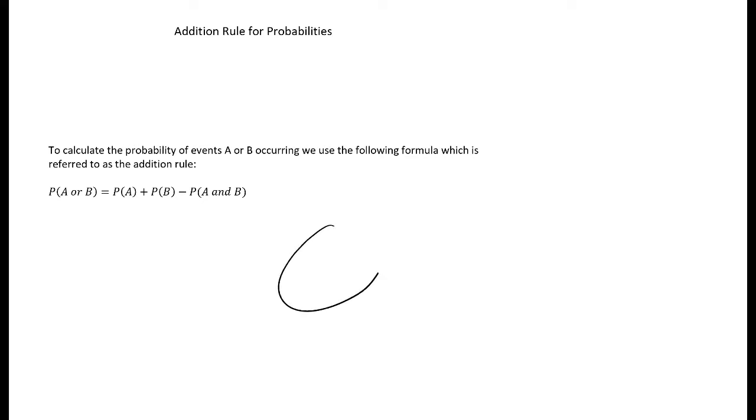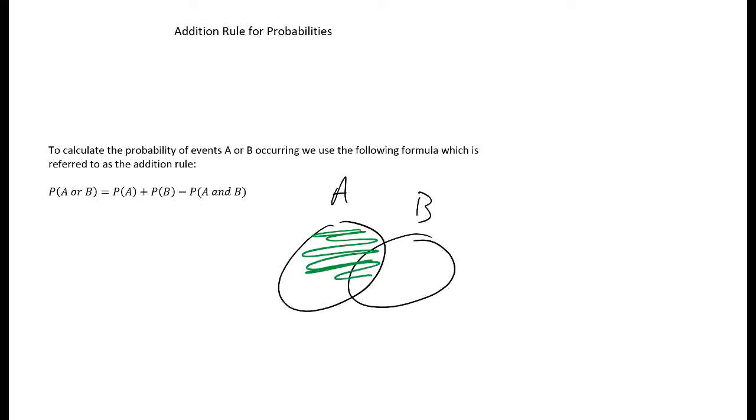So let's let this circle represent event A. Let's let this circle represent event B. Okay. So if we calculate the probability of A, that's the probability that anything in A occurs, right? And then the probability of B is the probability that anything in B occurs. Well, we have some overlap, right? We just counted something twice. What did we count twice? We counted this yellow area twice. So that's why we need to subtract away the probability of A and B, because it was counted twice.